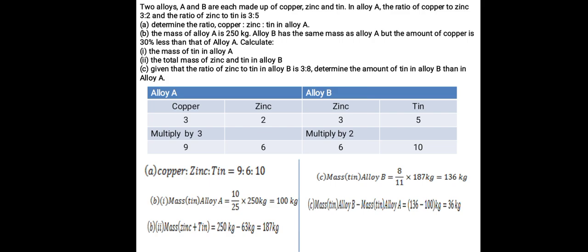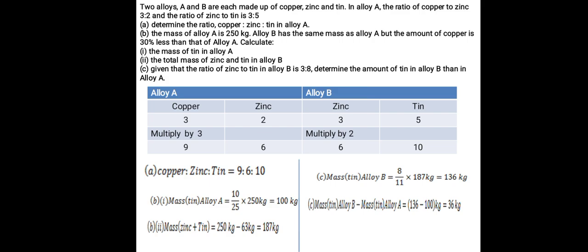Now, first of all, we shall have some statistics, which I will put in the table. We have alloy A and alloy B. The statistics for alloy A is that copper to zinc is 3 to 2. In alloy B, zinc to tin is 3 to 5. Now, we need to make the value of zinc in the ratio equal, because you can see zinc is a common factor between the alloys.